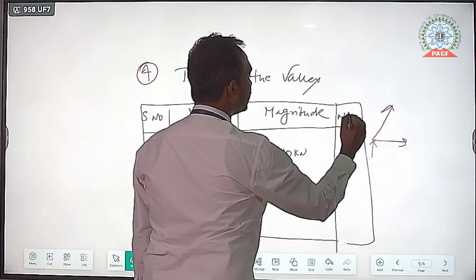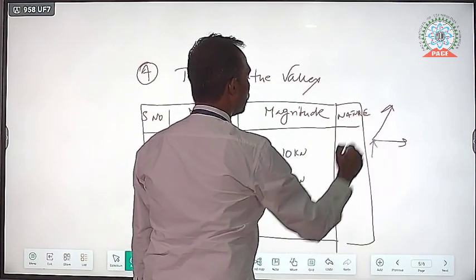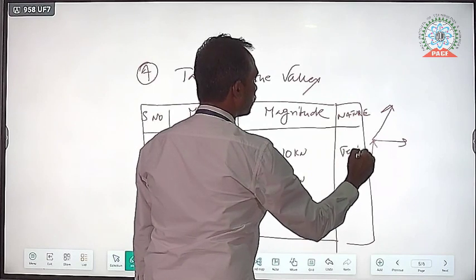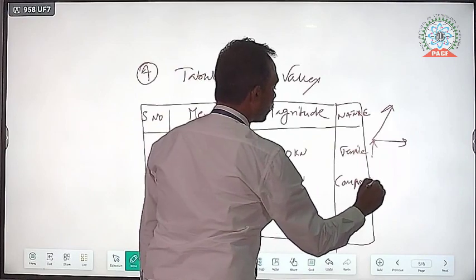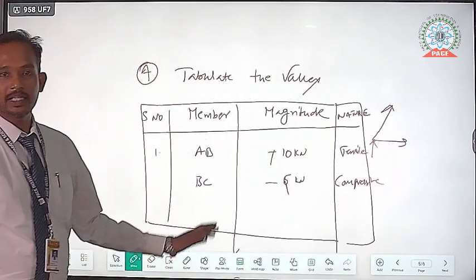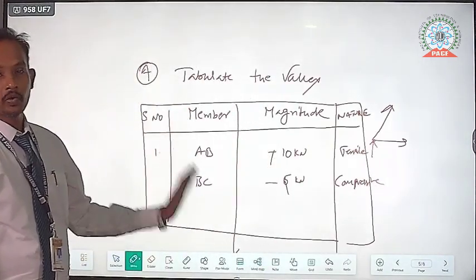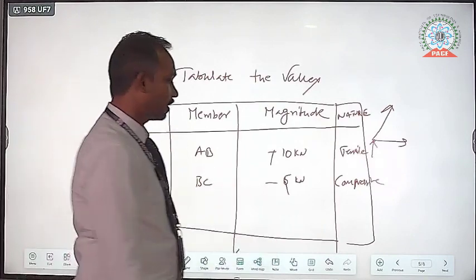This is tensile and this one is compressive. Like that, from these 4 steps, we can analyze the truss. Let us see.